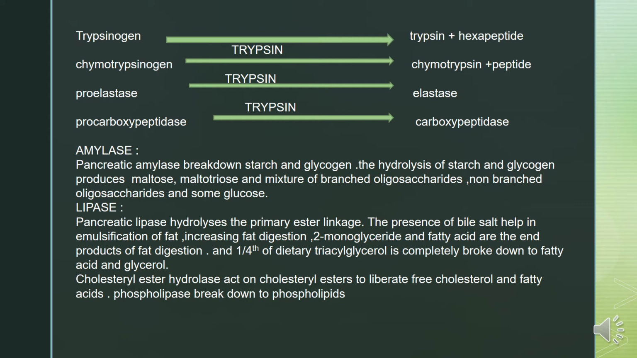Lipase. Pancreatic lipase hydrolyzes the primary ester linkage. The presence of bile salt helps in emulsification of fat, increasing fat digestion. 2-monoglyceride and fatty acids are the end products of fat digestion. One-fourth of triacylglycerol is completely broken down to fatty acid and glycerol. Cholesterol ester hydrolase acts on cholesterol ester to liberate free cholesterol and fatty acids. Phospholipase breaks down phospholipids.